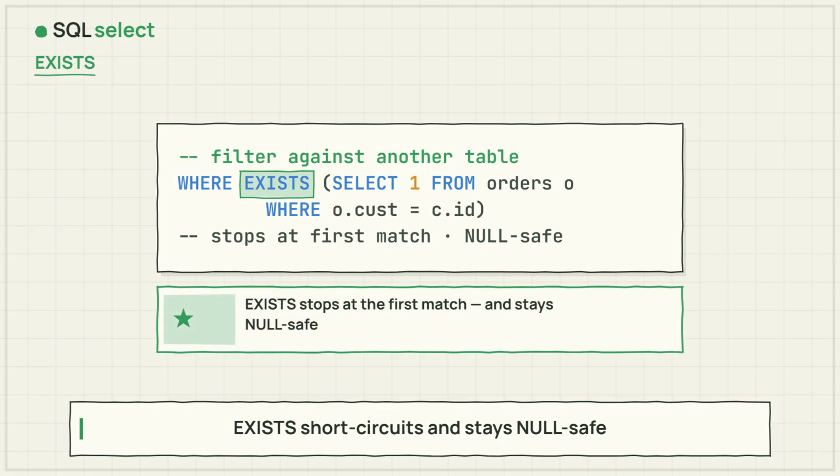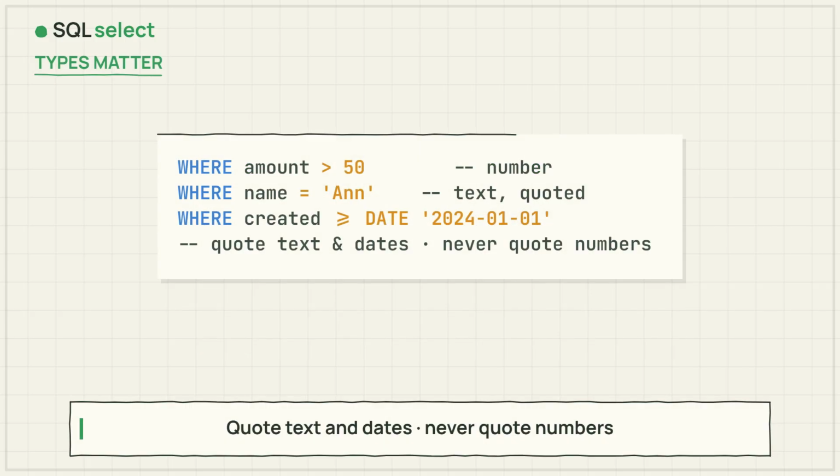Filtering against another table. Exists is your friend. It stops at the very first matching row, so it is often faster than IN. And unlike not IN, it does not break when the subquery contains a null. Reach for exists and not exists by default.